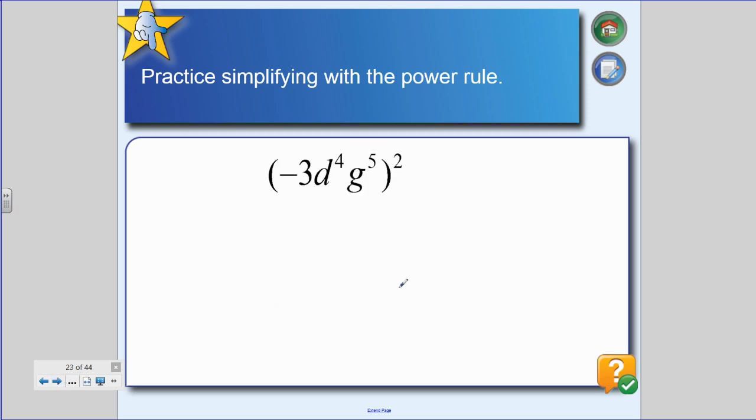Try this one on your own. See if we get the same exact answer. We've got negative 3, d to the 4, g to the 5th, all raised to the 2nd power. And this is the one that is on the outside.